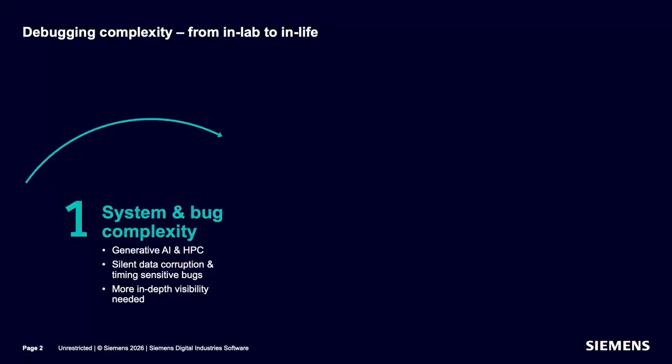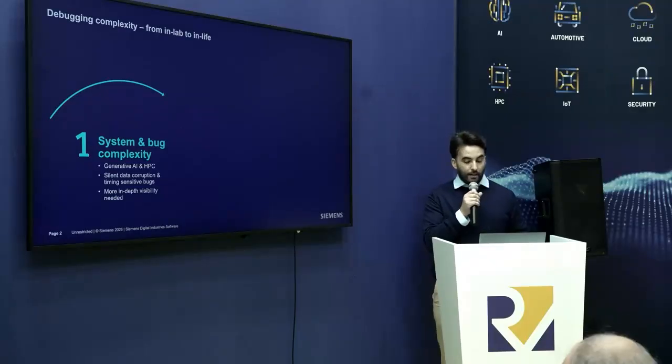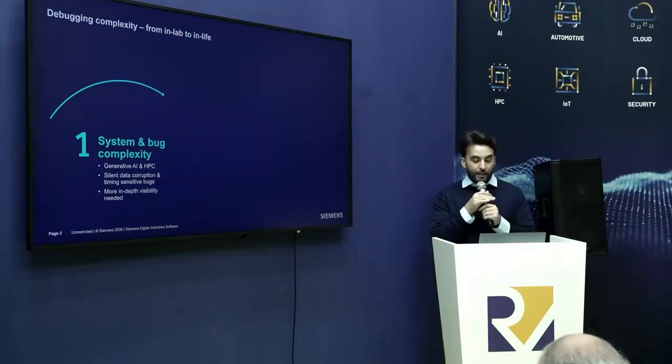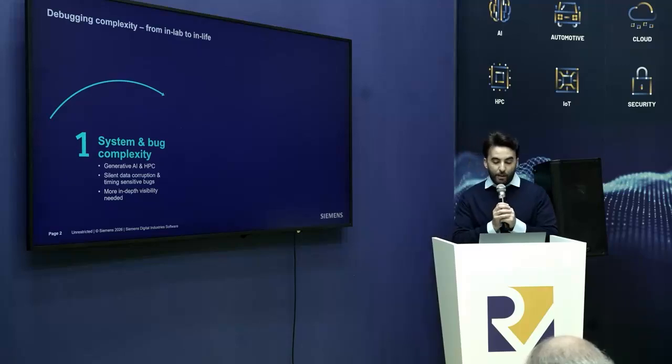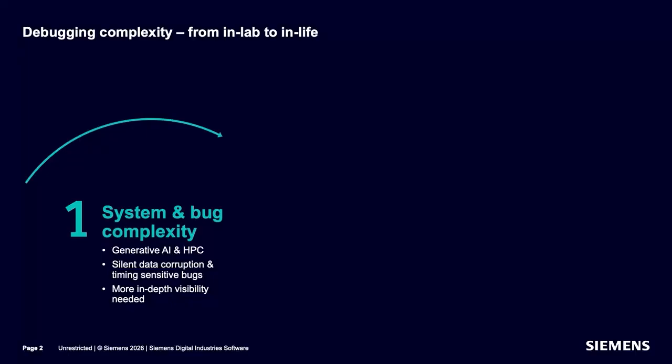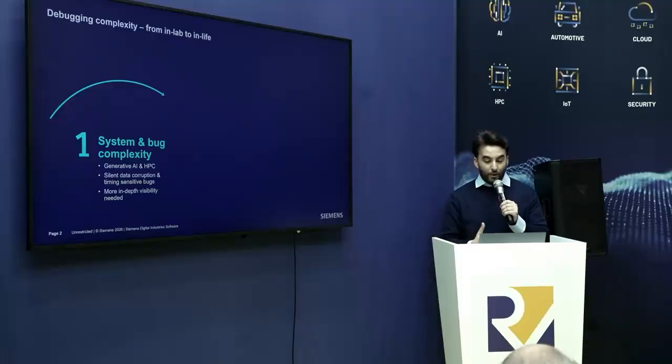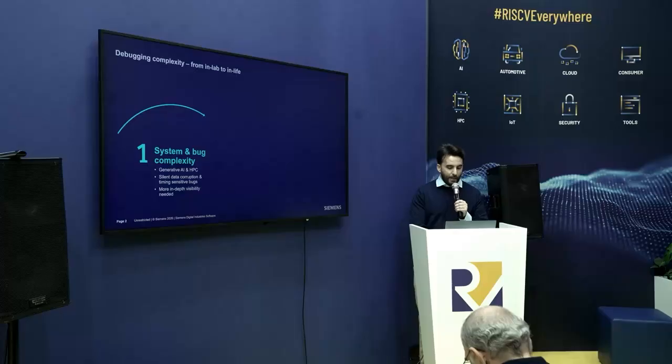With the increasing demand and applications involving generative AI, as well as high-performance compute, as well as the move for multi-chiplet design, systems have increased complexity. And so with that increased complexity, figuring out issues becomes increasingly complex. Silent data corruption and timing-sensitive bugs are difficult to root cause without the right in-depth visibility.